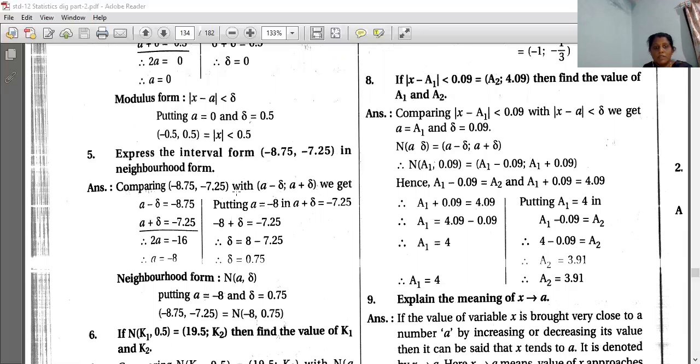Okay. Now next is express the interval form minus 8.75 and minus 7.25 in a neighborhood form. This is in an interval form. Again, you have to write in the same way. A minus delta is minus 8.75 and a plus delta is minus 7.25, and you have to do the substitution. You will be getting a equal to minus 8.